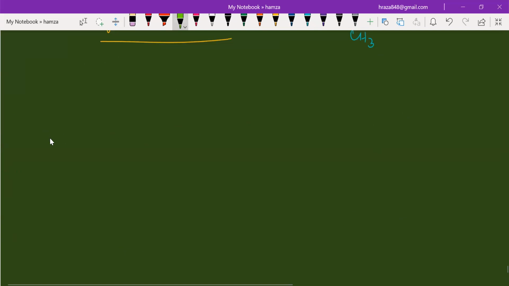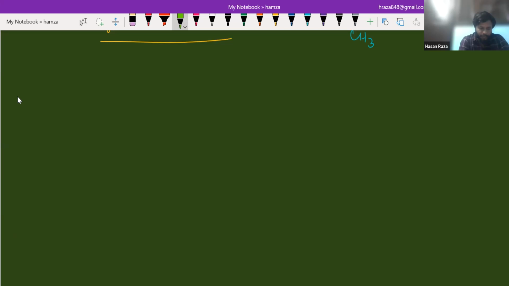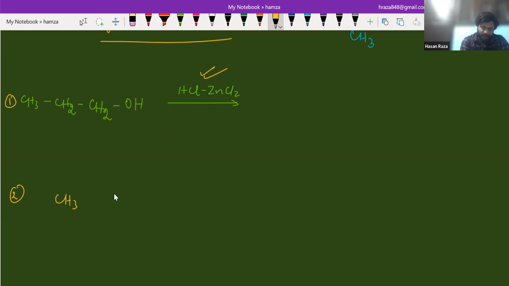Okay. I'm going to give you a question. CH3, CH2, OH, which we already discussed, reacting with HCl, ZnCl2. Can anyone tell me what is the name of this reagent? Concentrated HCl plus ZnCl2. Can you tell me the reagent name?